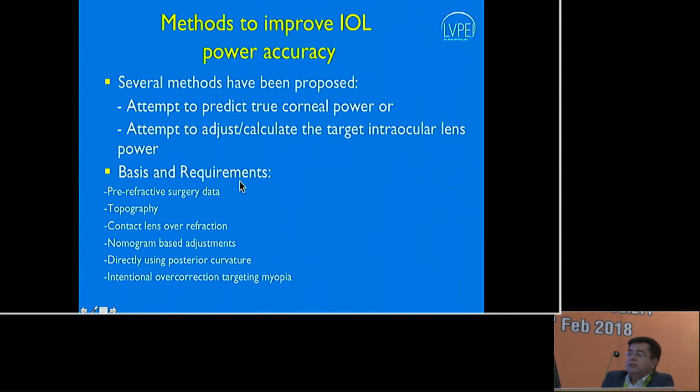So there are many calculators and methods which have been described to measure the IOL power calculations after refractive surgery. However, most of these are theoretical. If you are a resident, yes, you need to know about all these, where you need pre-refractive surgery data, topography, or a method where you do an over-refraction after placing a contact lens. There are some nomogram based adjustments which can be done, or directly using the posterior curvature.